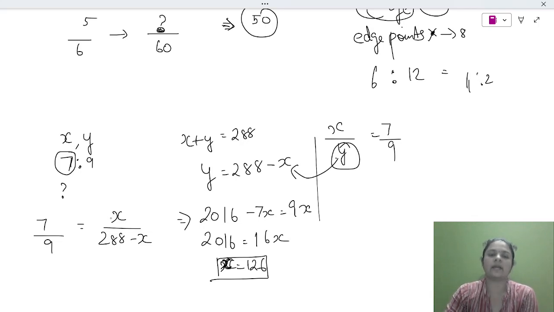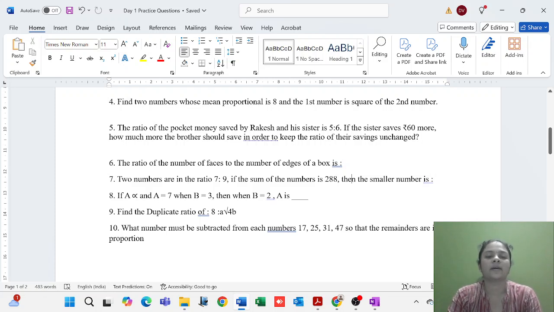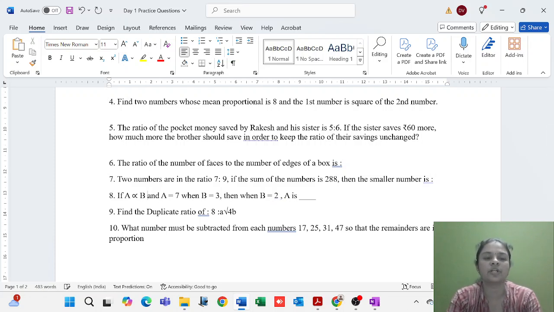Am I clear? Any doubts in answering the question? No, ma'am. Yes. That's good. Quick. Let's go to question number 8. This is a variation related question. When A is directly proportional to B, and when A is 7, B is equal to 3. So when we say directly proportional, what multiplication should we do? We have to do a cross multiplication.